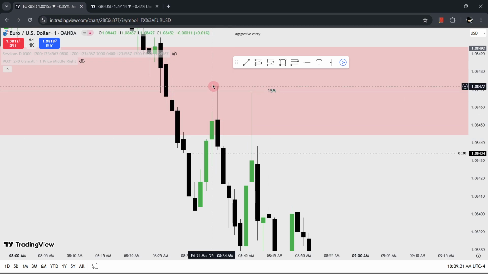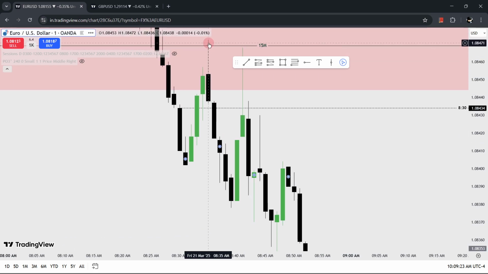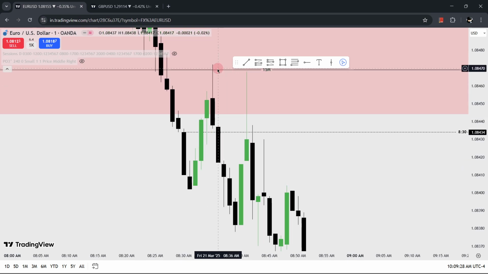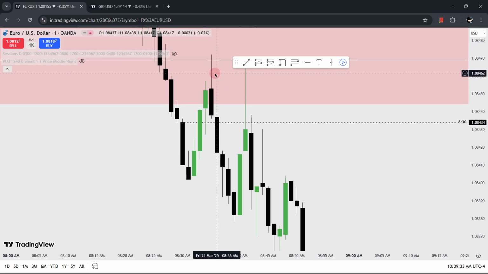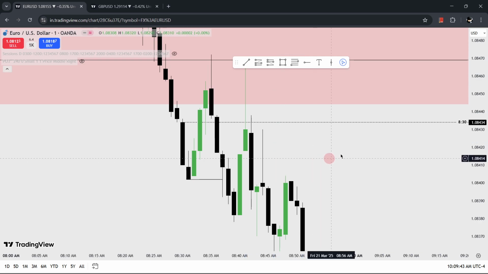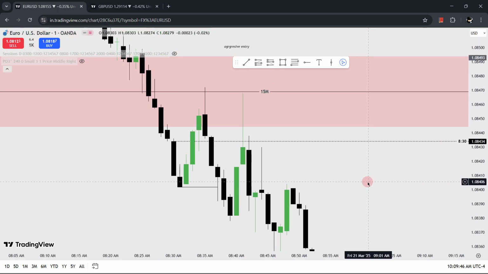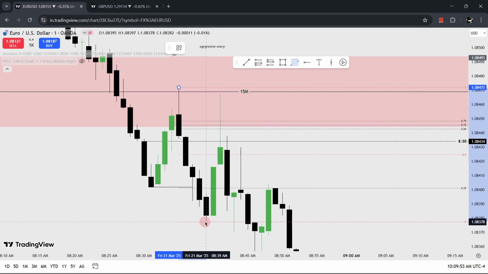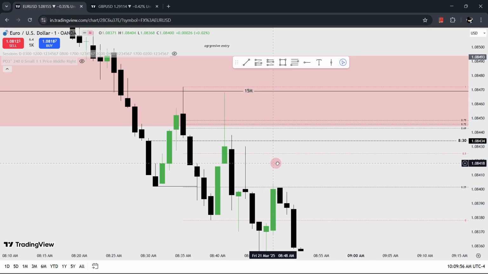Then you see these down-close candles. They were aggressive down-close candles. The price doesn't even want to go a bit higher than this, and it displaced down, creating this short-term low takeout. Now what do we have in this displacement from here to here?